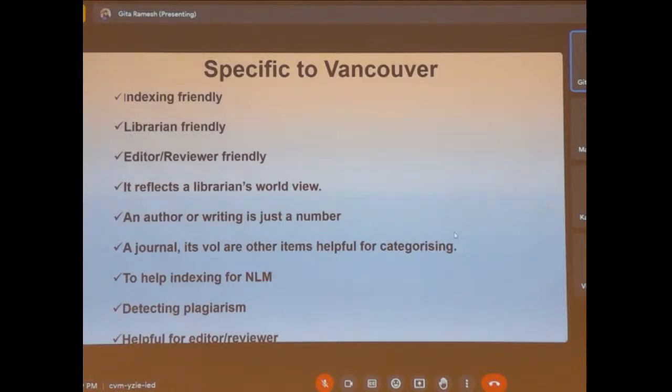It can help you detect plagiarism. And last but not the least, it is helpful for the editor or the reviewer too, whenever you are doing systematic reviews.